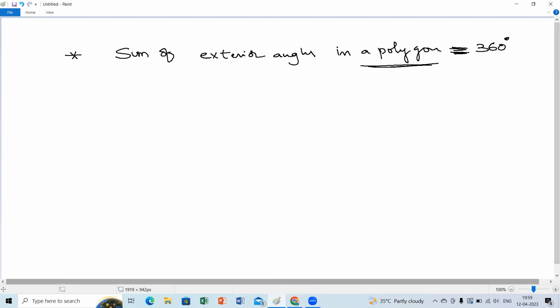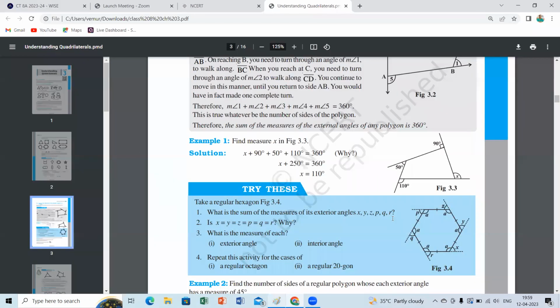How can we prove that? As mentioned there, we can also do it pictorially. Yes, it is true. Exterior angle. What is the measure of the exterior angle here? Each exterior angle is 180 minus the interior angle.